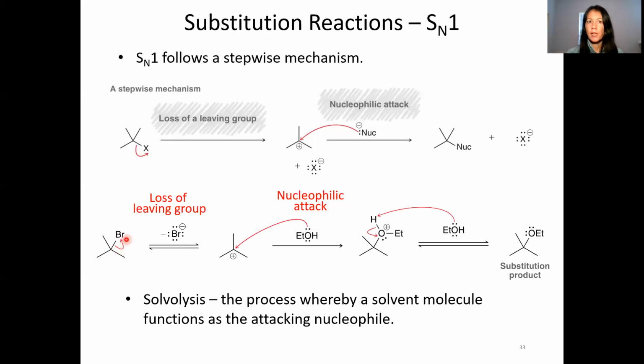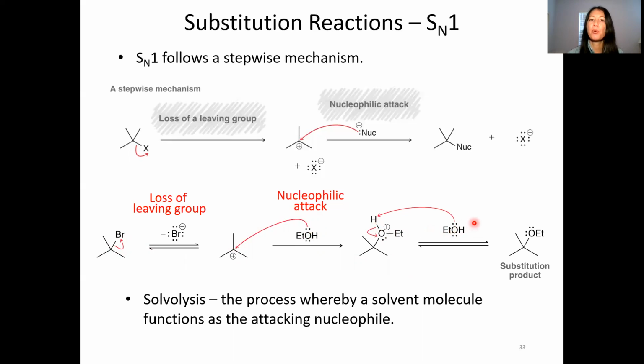We have a tertiary halide, and the bromide will leave because you're going to form a stable tertiary carbocation. That's the first step. In the second step, a nucleophile, in this case, ethanol, is going to attack with its more electronegative, partially negative oxygen on that electrophilic carbon center. And then you have this H hanging off with the ethanol.